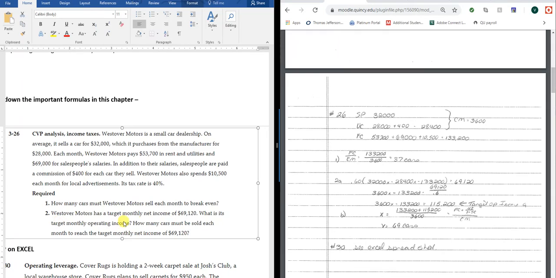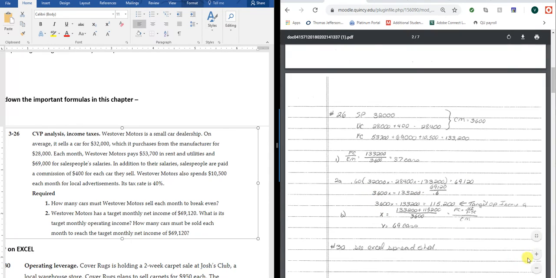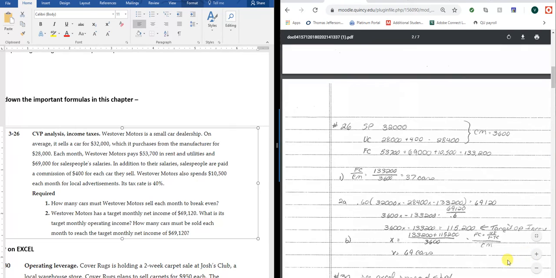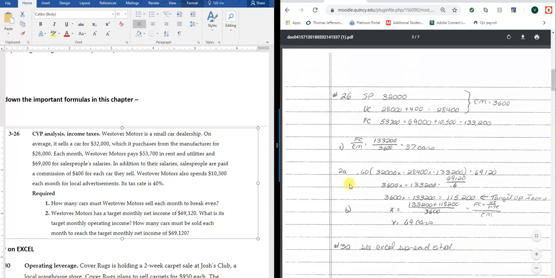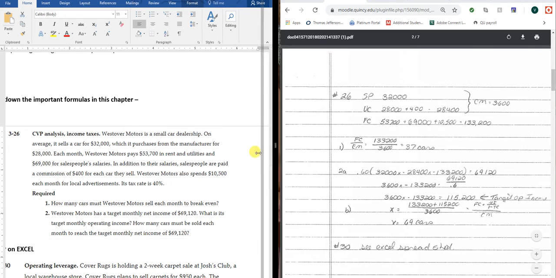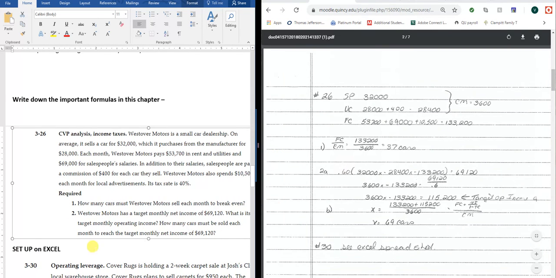Next one says, what if their target net income is $69,120? How many cars must be sold to reach the target net income of $69,120? Notice we have a 40% tax rate. In break even, taxes are irrelevant because net income is 0, so you pay no taxes. I'll show you how I do it, then I'll talk a little about your book, which just starts in step 2. I start in step 1. In my opinion, they start in what I would call step 2.